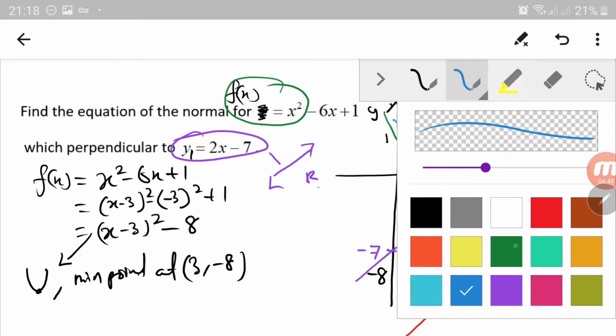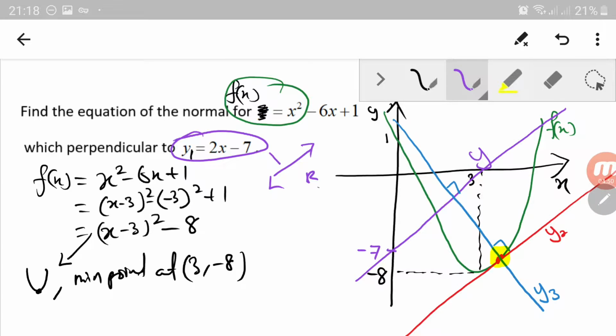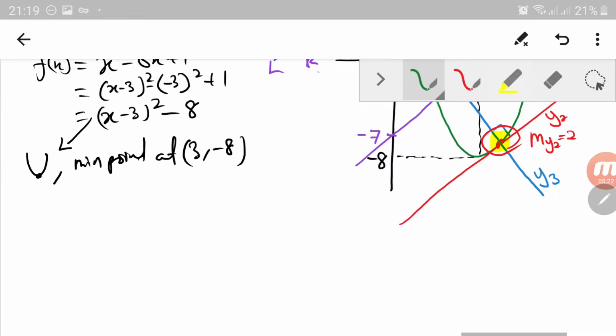Now I copy paste the whole thing over here. y1 equals 2x minus 7. From here clearly m is 2. The gradient is 2. So we can use m of y2 equals 2 to find this coordinate. How are we going to achieve that? We can do that by differentiating the green curve.